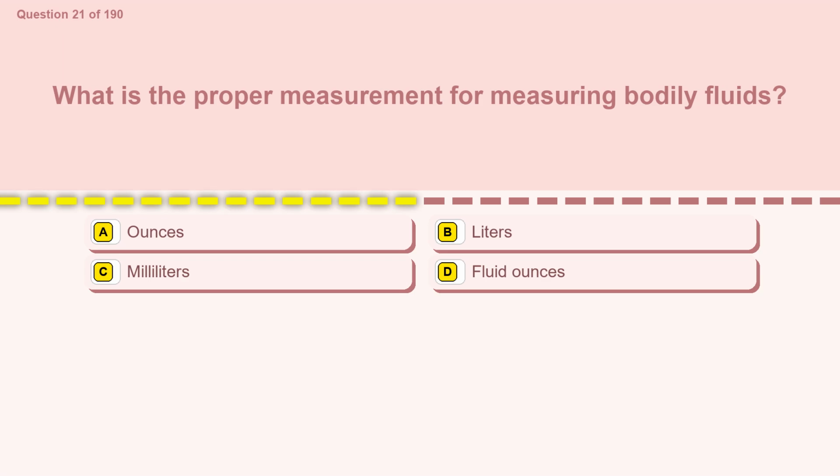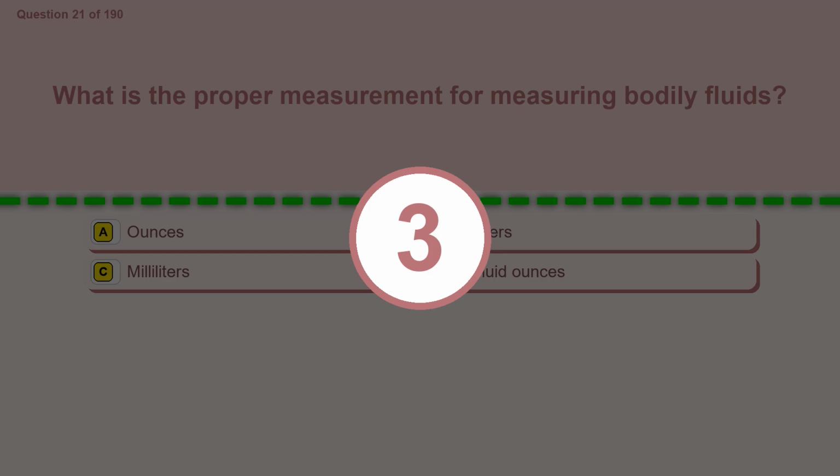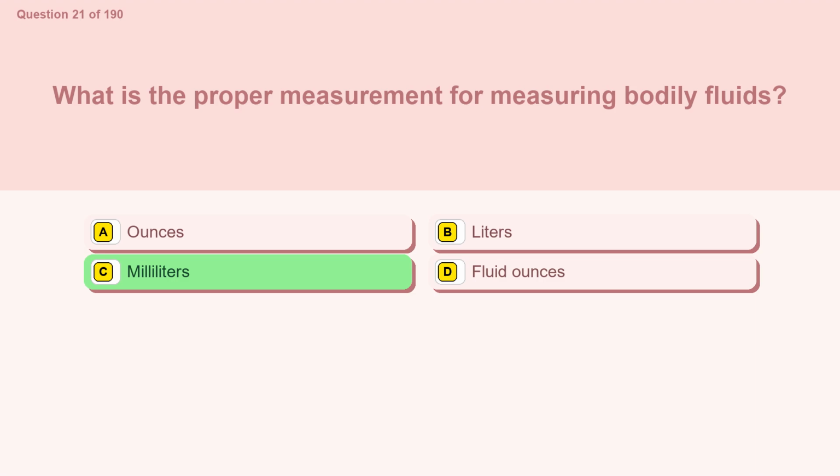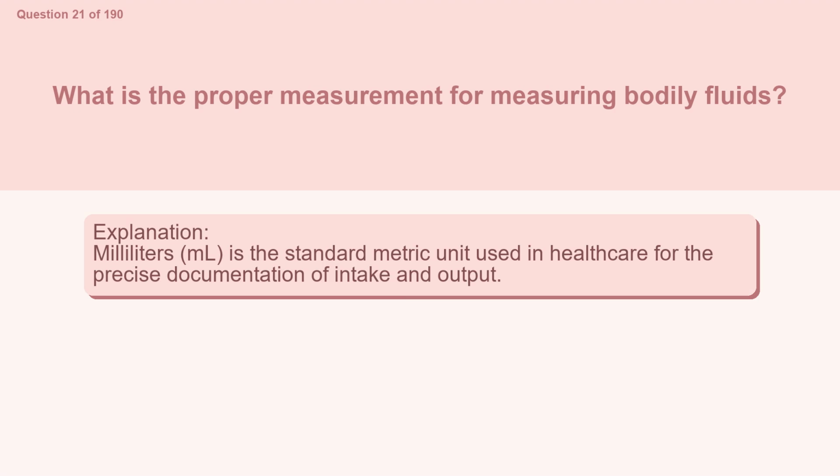Option A, ounces. Option B, liters. Option C, milliliters. Option D, fluid ounces. The correct answer is option C, milliliters. Milliliters, mL, is the standard metric unit used in healthcare for the precise documentation of intake and output.